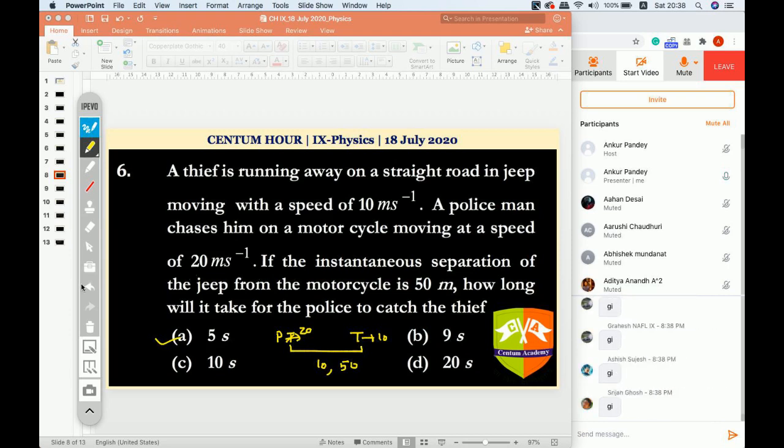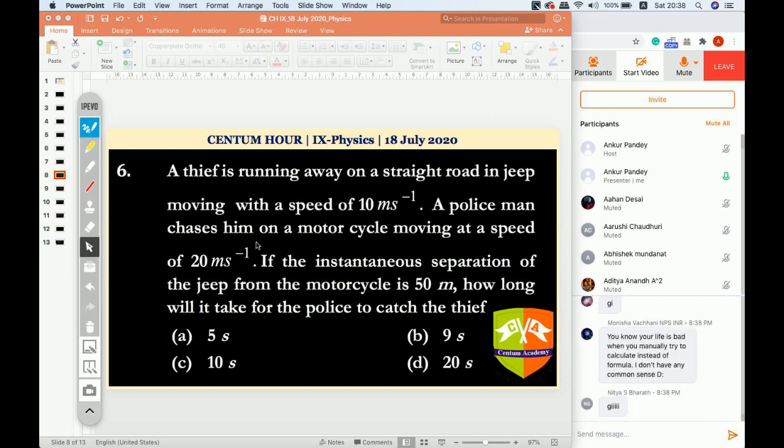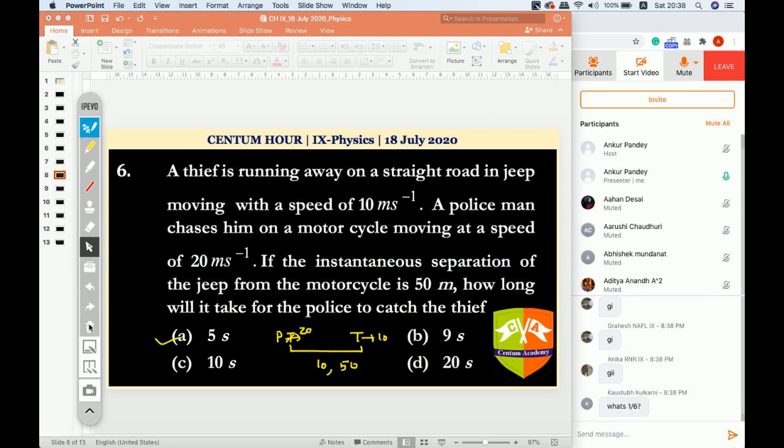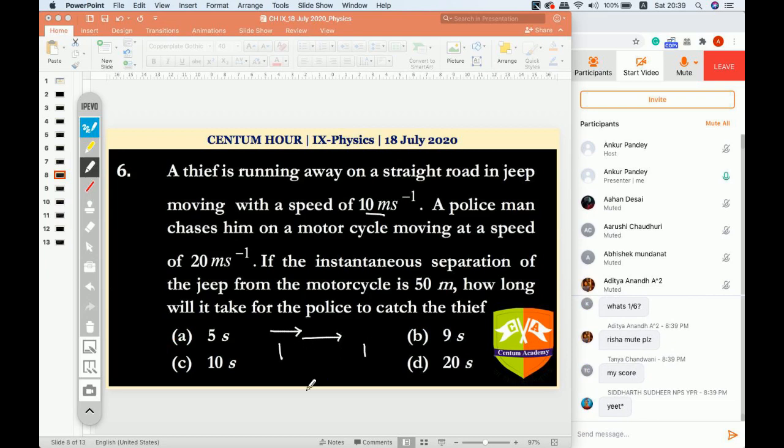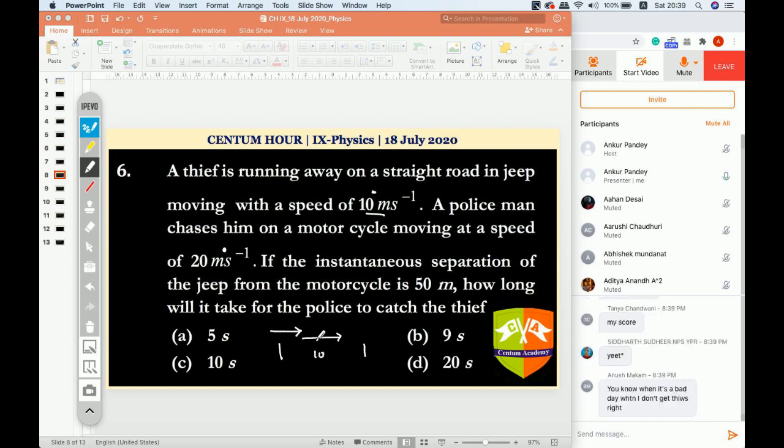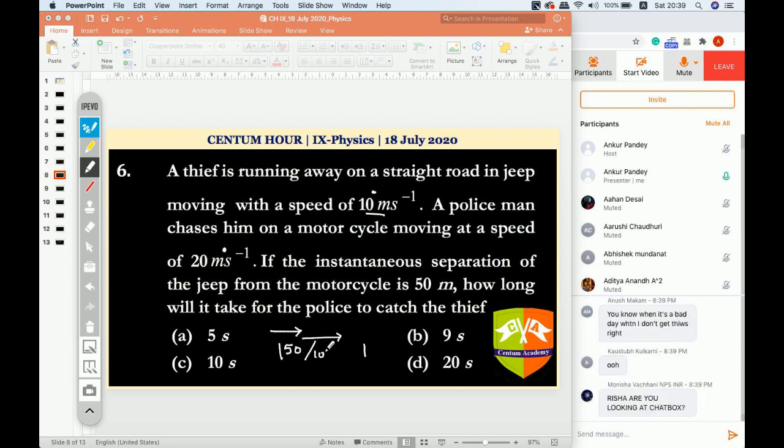Good, good, good. So can you please explain? Okay, I'll re-explain that, no problem. See, for a very obvious reason, for a chase, they will have to run in the same direction, right? When two objects run in the same direction, their velocities are subtracted. So subtracting, the resultant outcome will be 10. The distance between them is 50. So 10, 5 seconds. Got it?